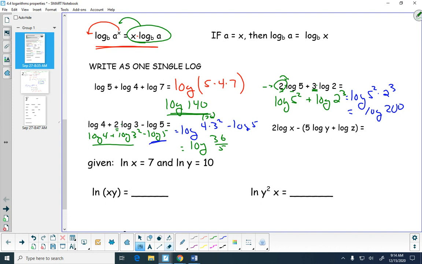We take a look at the last one. My exponents are my values that are out in front of my logs. We could put them into the exponents. We have log of x squared minus log of y to the fifth plus log of z. So we have a log of x squared, but then we're subtracting off those other two logs. What do you think this would look like if I combined it into one log?